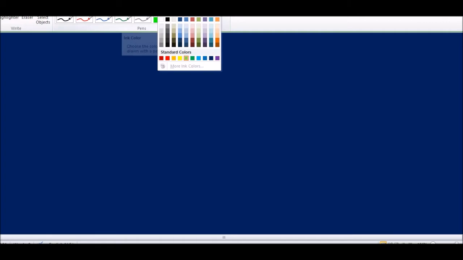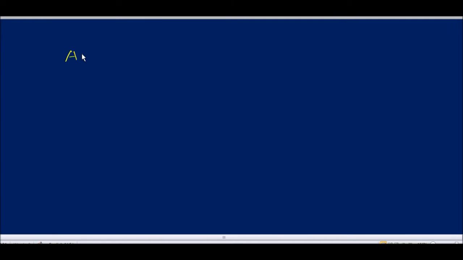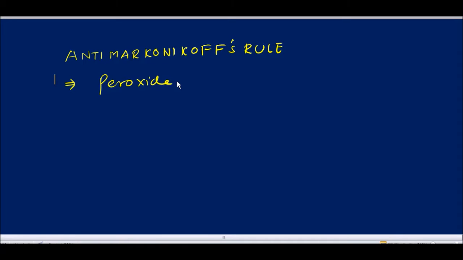Hello students, in today's class we are going to talk about the anti-Markovnikov role. Actually, this is the peroxide effect. Why is this called so?